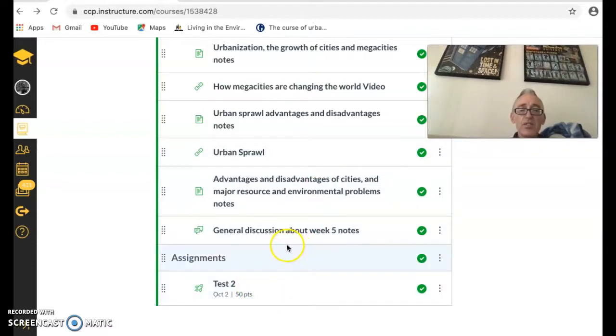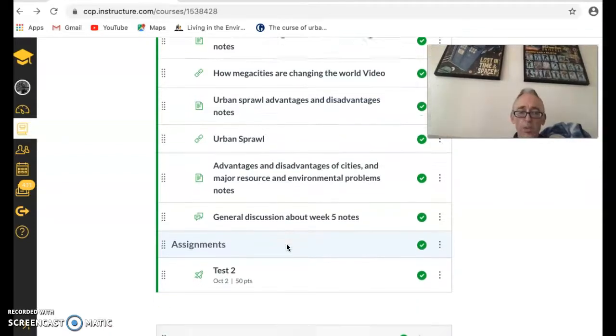Again, under each of these topics, if you have a problem relating to these notes in this week, put it under the general discussions and I can explain specifically about any of the notes that I put forward.